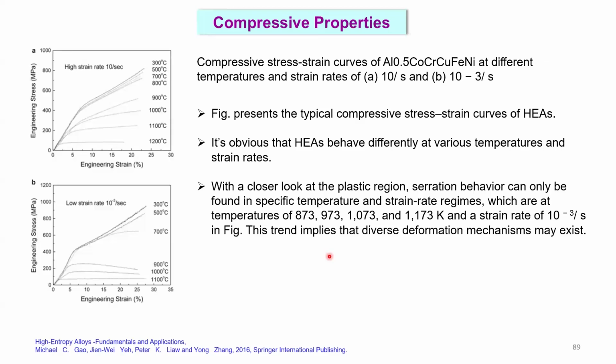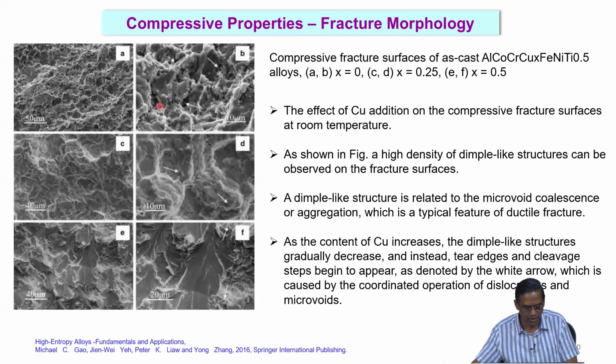Okay. Do you have any idea why serration occurs? No. Okay. So, there could be two reasons. It could be dynamic strain aging or twinning, secondary phase formation. Okay. But why is that not seen at other temperatures? So, that is another interesting point.